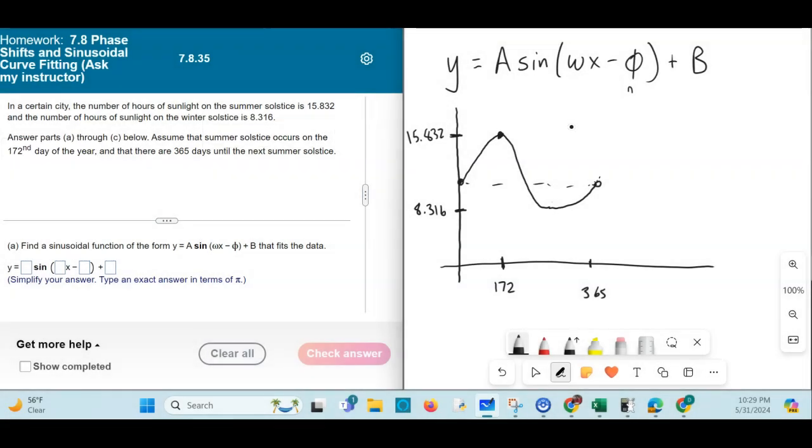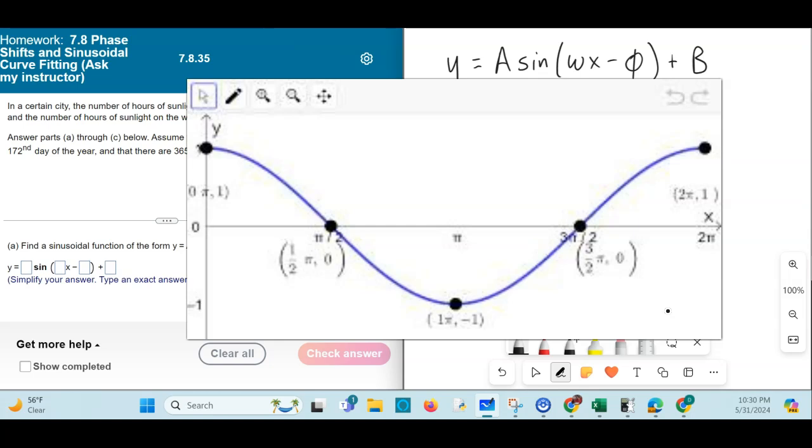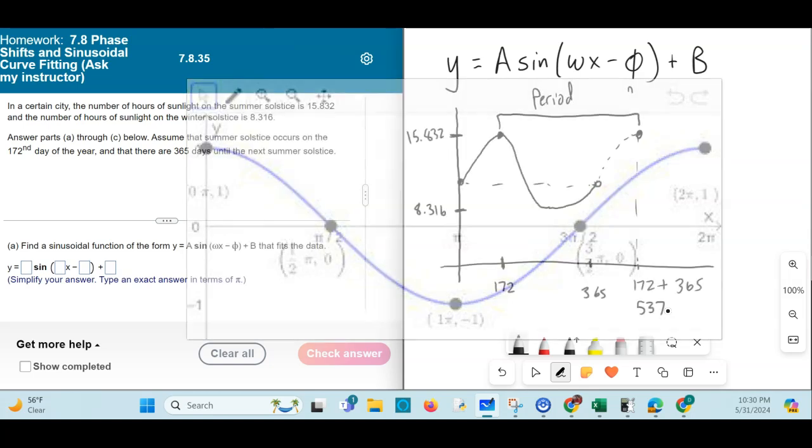All right, now if a full year passed and we got to 172 plus 365, which is 537 days, we would be right back to that summer solstice approximately with the way this sine wave models. And that is a full period, 365 days. That's just straight up from the cosine wave. If we start at 0, we go to 2 pi, that's a period. That's maximum to maximum on the cosine wave.